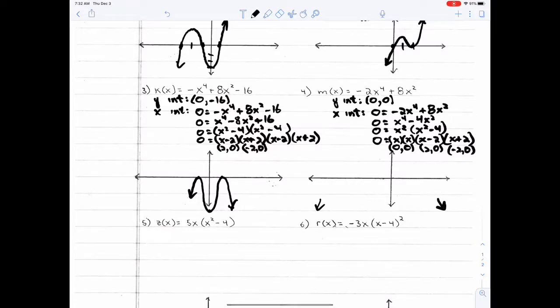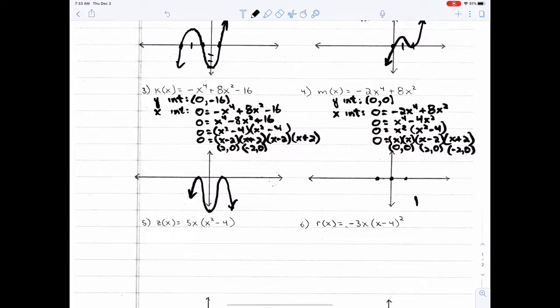Okay, so let's sketch that. So we've got 0, 0, 2, 0, somewhere out here, negative 2, 0, and the y-intercept is also 0, 0. So what happens? There is no multiplicity of 2 at either the 2, 0 here or the negative 2, 0. The multiplicity of 2 is at the origin, is at 0, 0. Okay, so what's going to happen?